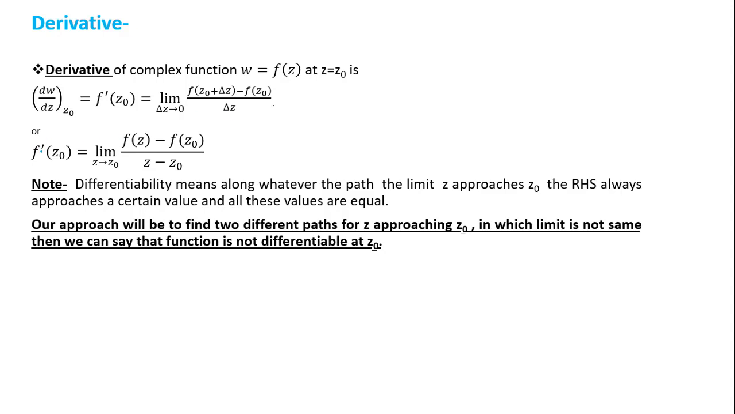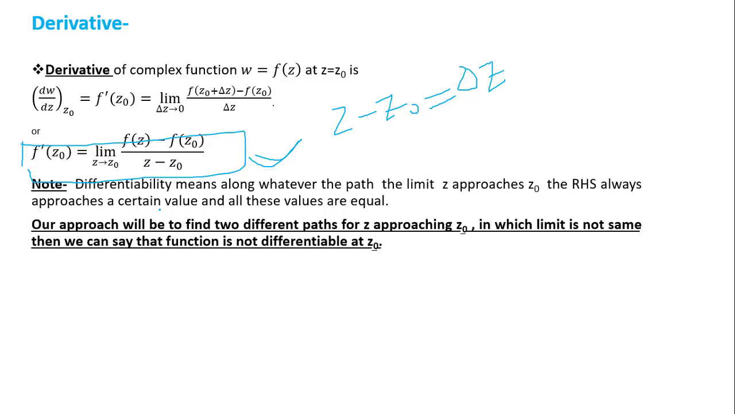Similarly, f dash z naught can be given as the limit as z tends to z naught, because here I am taking z minus z naught as delta z. If I substitute z naught plus delta z equal to z, then in place of z naught plus delta z I get z, and f of z naught remains as it is. In place of delta z I get z minus z naught. Since delta z tends to 0, z tends to z naught. We are going to use this definition in future.